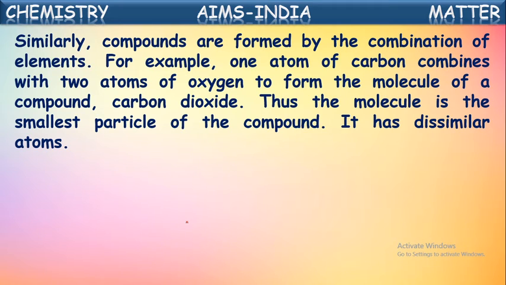Thus, the molecule is the smallest particle of the compound. It has dissimilar atoms. So the molecule of a compound will contain dissimilar atoms, meaning different kinds of atoms will be there. For example, it is shown here, carbon dioxide. It contains one carbon atom and two oxygen atoms. Dissimilar atoms are there.